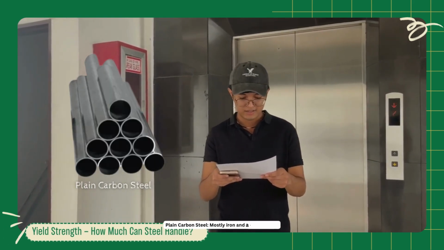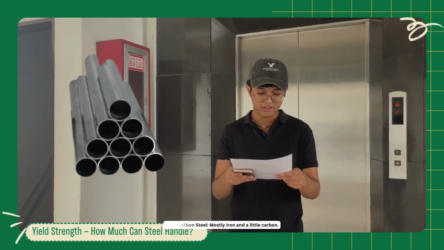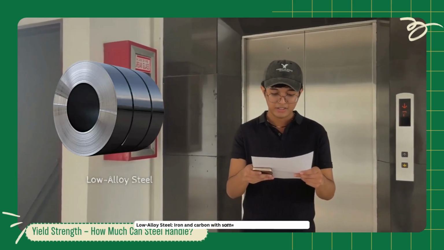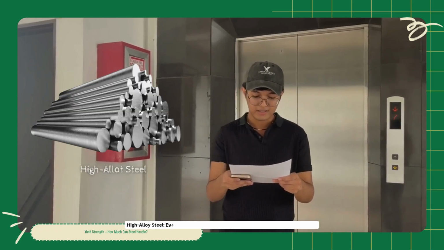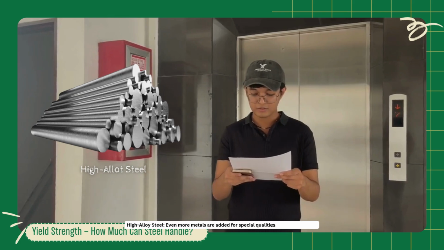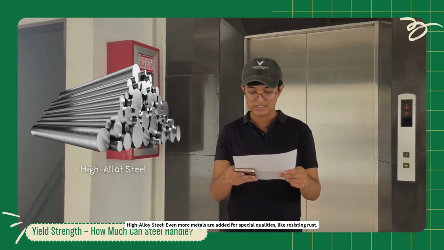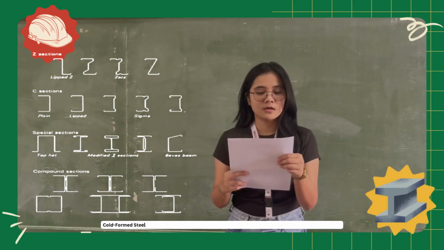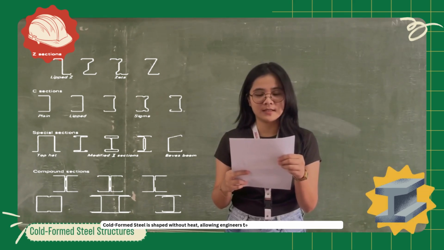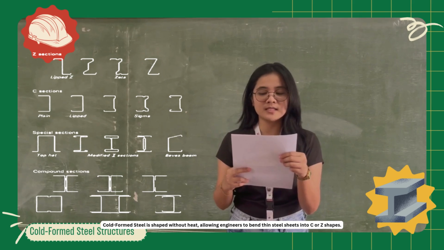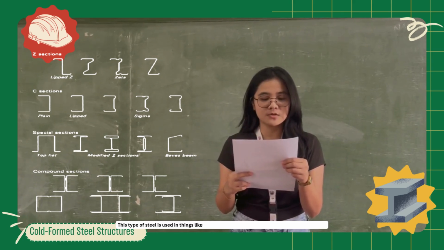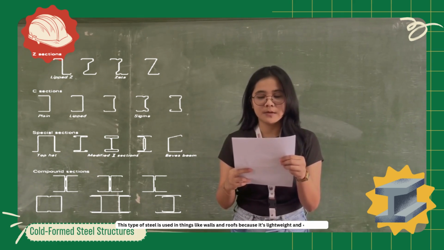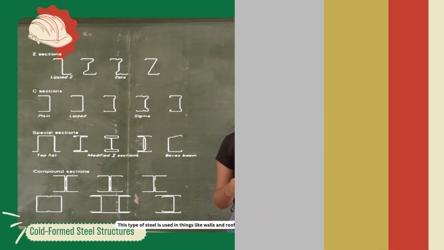Plain carbon steel: mostly iron and a little carbon. Low alloy steel: iron and carbon with some extra metals for added strength. High alloy steel: even more metals are added for special qualities like resisting rust. Cold-formed steel is shaped without heat, allowing engineers to bend thin steel sheets into C or Z shapes. This type of steel is used in things like walls and roofs because it's lightweight and still strong.